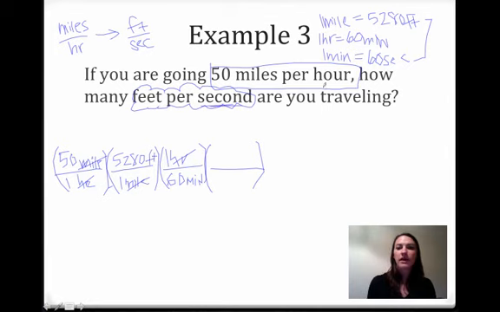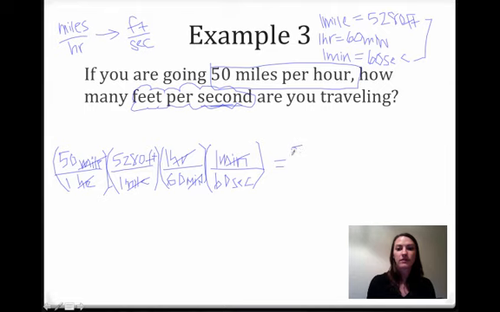So let me go up here. I've got 1 minute is 60 seconds. I've got minutes down here, so I have to put minutes in the top: 1 minute, and then in the bottom, 60 seconds. All right, so minutes cancels out with minutes, and now I have feet per second as the only units left, which is perfect. So now what I want to do is multiply 50 times 5,280 divided by 60 divided by 60.